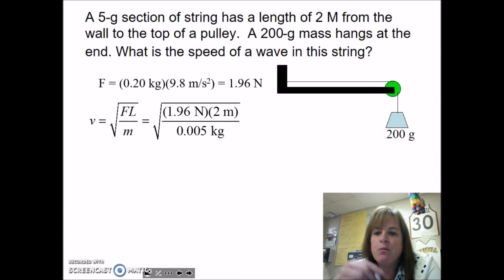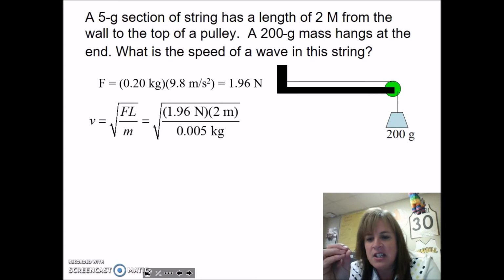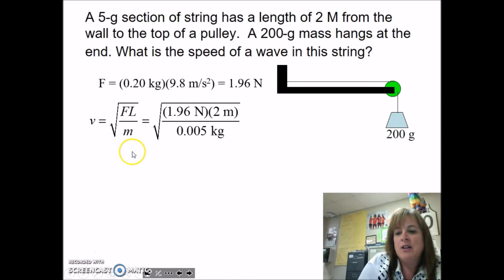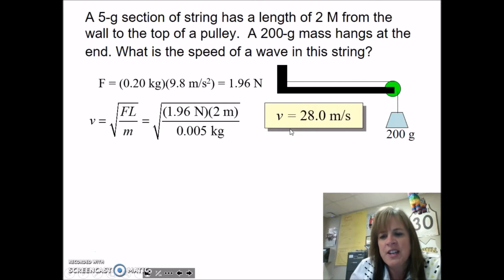Now notice instead of calculating linear density first, I just put linear density and then I did the mass, right? It would be mass over length, but a denominator goes into the numerator. So a little math. Or just calculate the linear density. But you would find out that that's 28 meters per second.